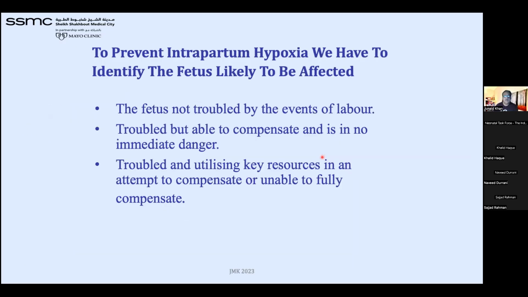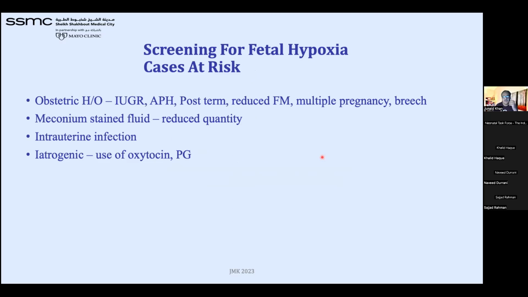To prevent intrapartum hypoxia, prevention is the key. So we should start having collaboration with our gynaecologists, because without that we cannot achieve the target. Screening for fetal hypoxia in cases at risk, such as intrauterine infection, meconium staining, obstetric history, all of those we have to discuss, and we should have a collaborative team so we can have a better outcome.